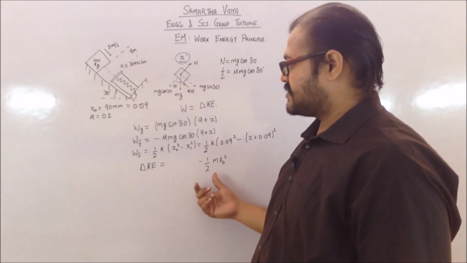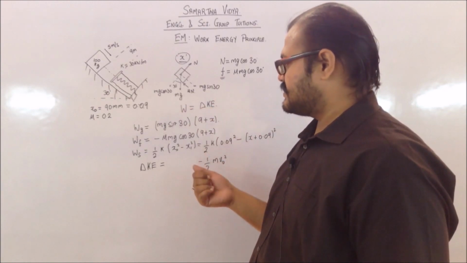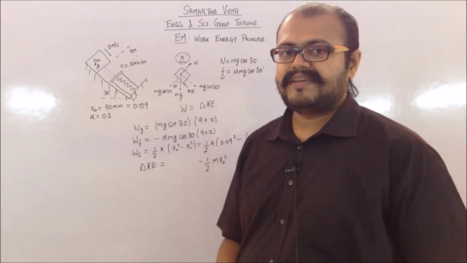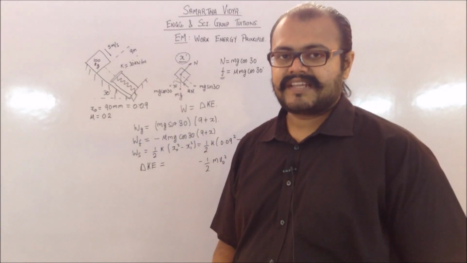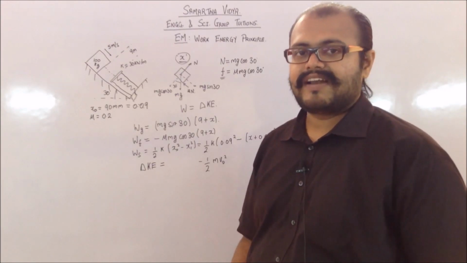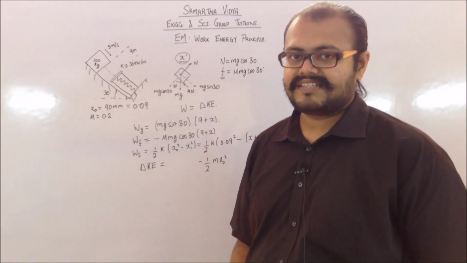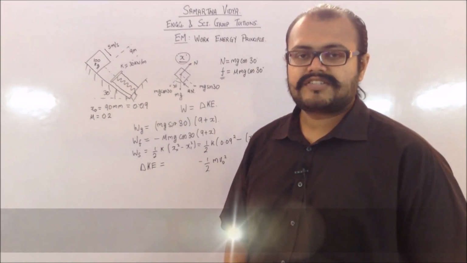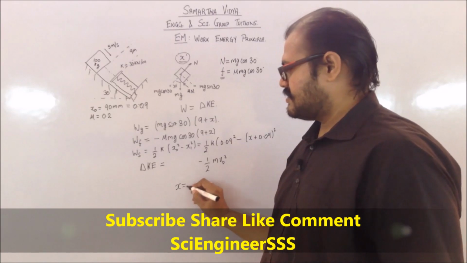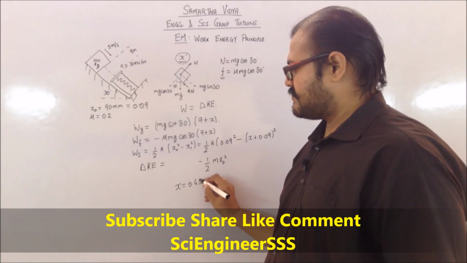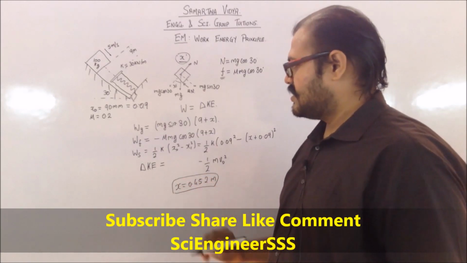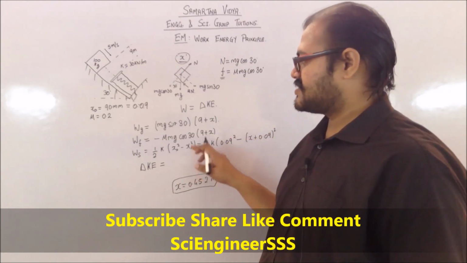So when you are just substituting all of these values in this, you have to find your x. So basically the equation will be a quadratic equation in x. When you are solving that, you will be getting two values from it. One of them will be a negative value and the other one will be a positive value. So when you are solving this, you will be getting the value of x as 0.452 meters. So it is just merely substitution of all of these.